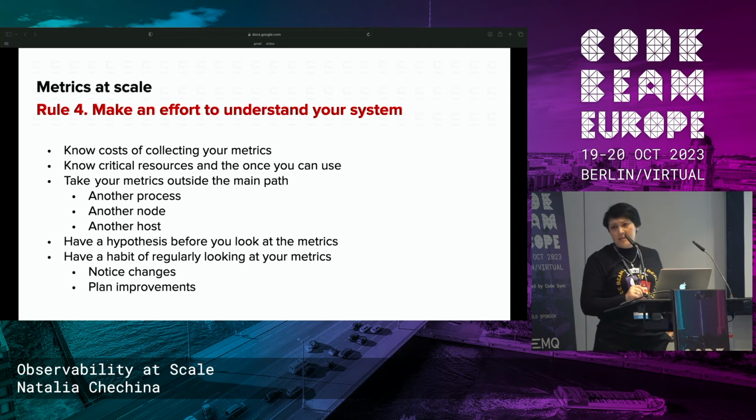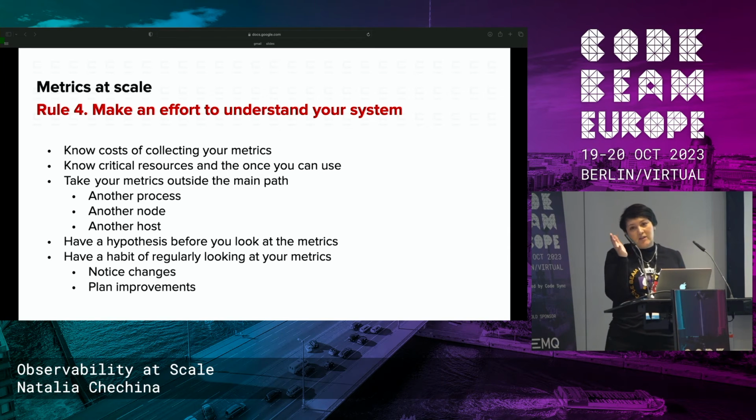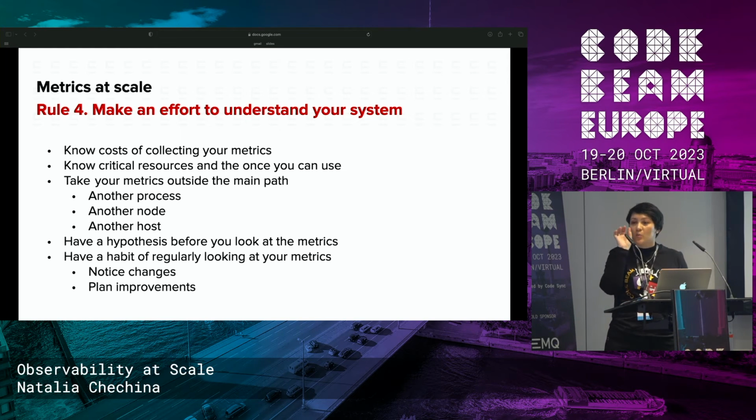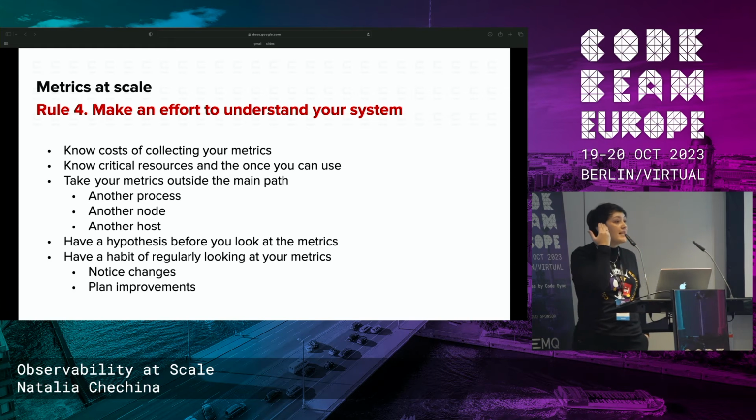Make an effort to understand your system. That's the next rule. You will see the metrics, you will see all the graphs, but they won't tell you anything. There won't be a sentence above each graph telling you what exactly you need to do. You need to put an effort to understand what's happening.